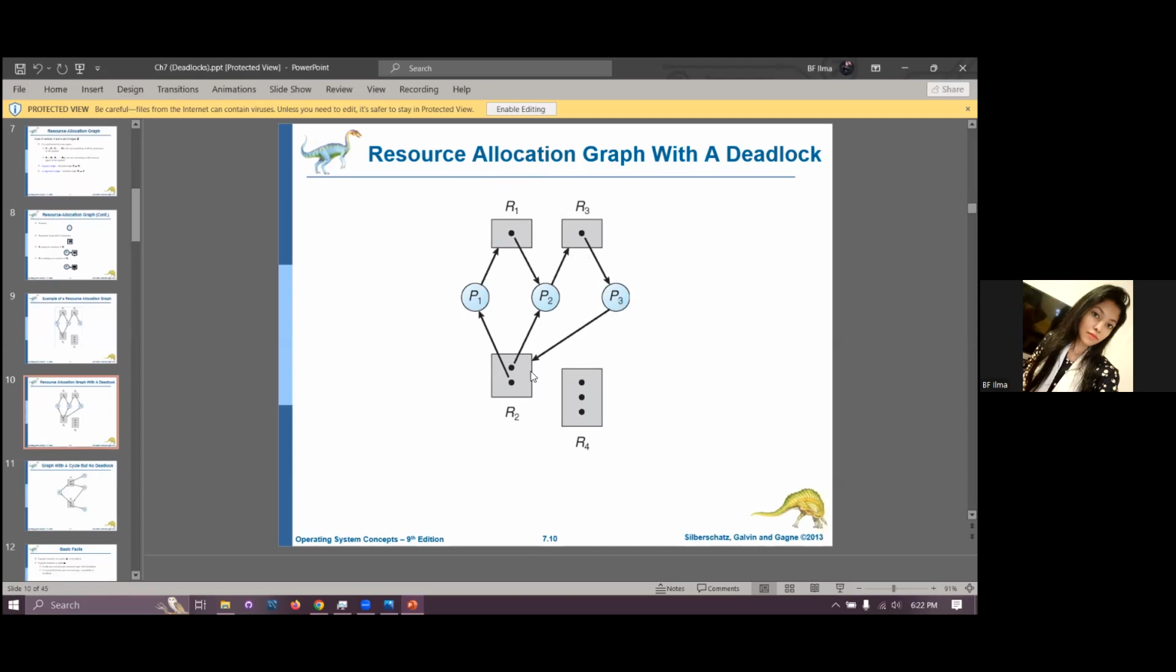You see, P3 needs R2 to finish, and since it's not available, it cannot finish. P2 needs R3 to finish, but R3 is occupied by P3. Since P3 cannot finish, P2 cannot finish. And then P1 needs R1, but R1 is already occupied by P2. Since P2 cannot finish, P1 also cannot finish, so all three processes are stuck here forever. So this is a graph with a deadlock.